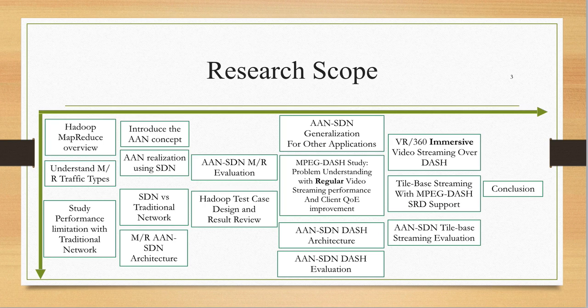We first investigated how MapReduce works and then summarized the performance limitations under traditional networking architecture. We then introduced our AEN concept, including the layer design, such as how we use the SDN approach. We did thorough testing. We then tried to generalize our method to any other applications.